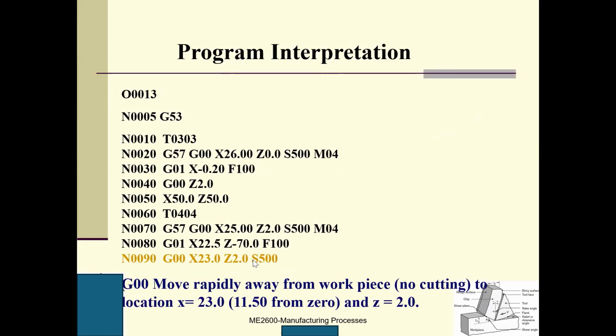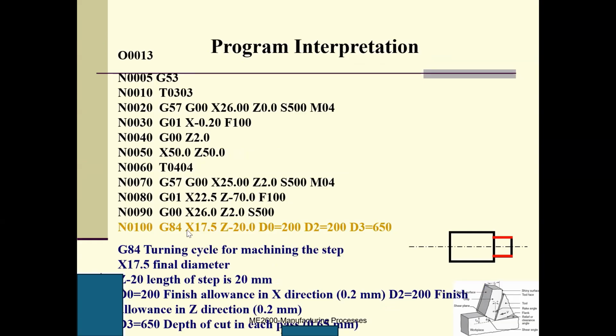And then G00, after you cut it, you need to come back, move rapidly away from the workpiece without cutting, to location X 23.0 and Z equals 2.0. And with the spindle speed 500. And the next one is G84, the turning cycle for machining the step. And so I finish this one.